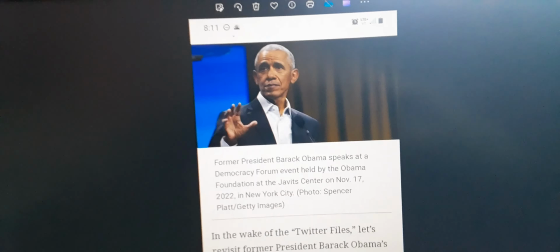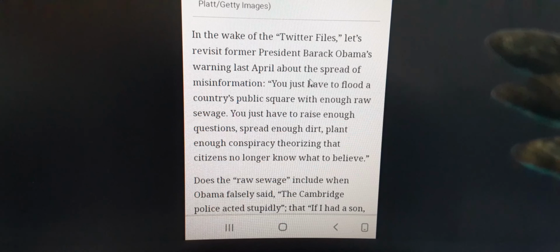We all know propaganda is used against us, going in both directions. And this is something Obama said back in November of 22. Basically, if you put out enough garbage, people won't know what to believe anymore. So if that is the case, we have to actually verify things for ourselves.